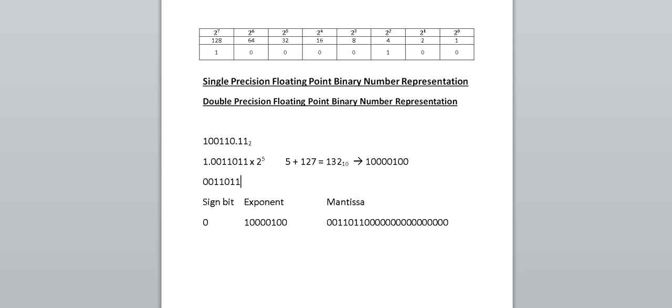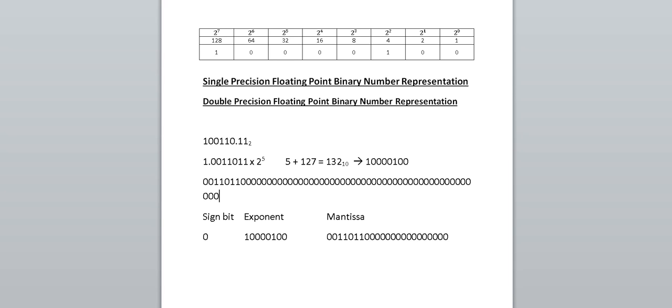So let me just do that. That's 7, 8, 9, 10, 11, 12, 13, up to 18, 19, 20. So that is our mantissa for the double precision representation.